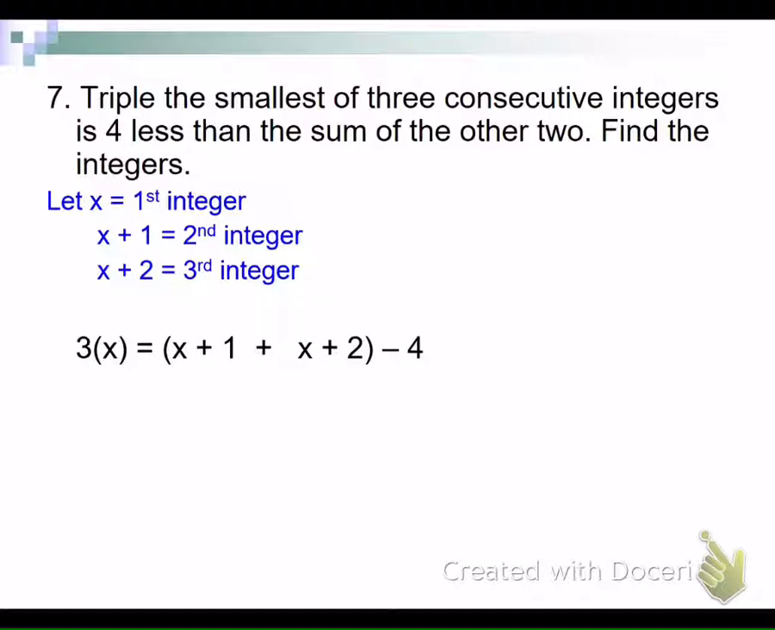All right, and now I can just start working it out. So 3 times x is 3x. On the right side, you have some like terms. So x plus x is 2x. And then I have 1 plus 2, which is 3, minus 4, which is negative 1.